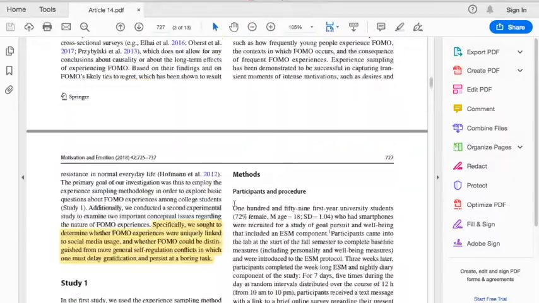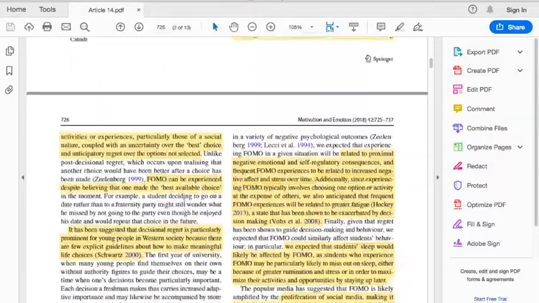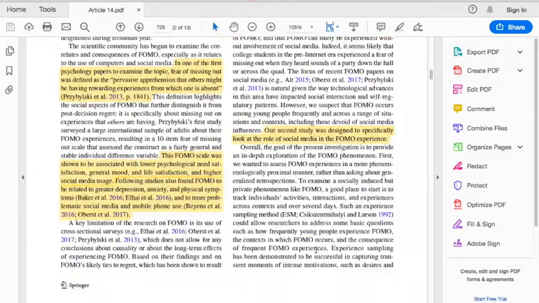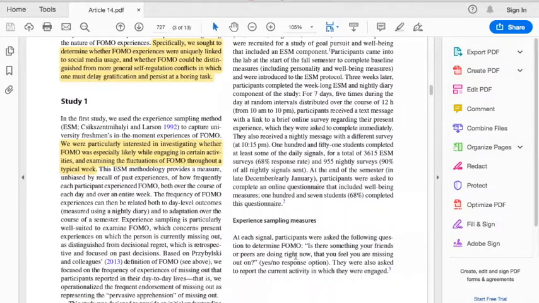Okay? So once you've read the introduction, you could read the methodology. This may be a brief section in some papers, and in other papers, highly extensive.